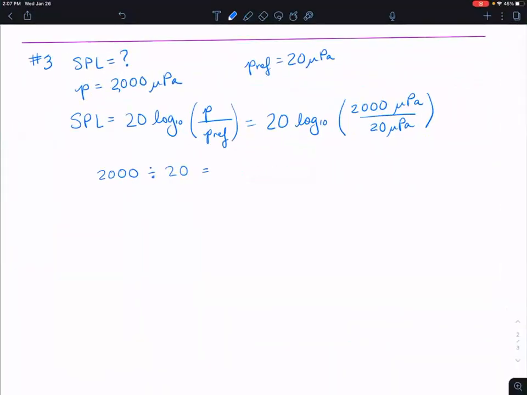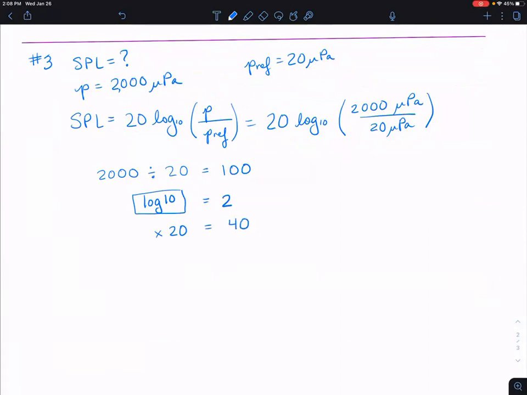Okay, so let's come back here. So this 2,000 divided by 20 gave us 100. Okay, then you press the log 10 button on that. And that should give you 2, which is the power associated with that. And then you would times it by 20, which would give you 40.